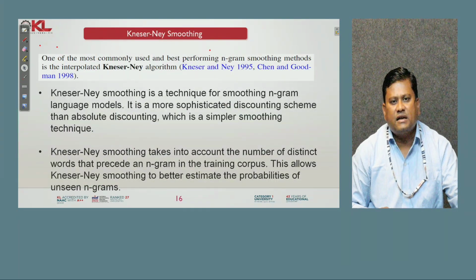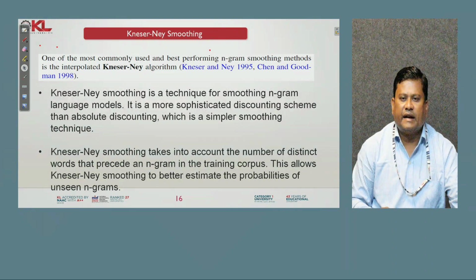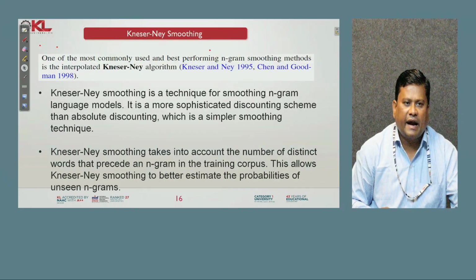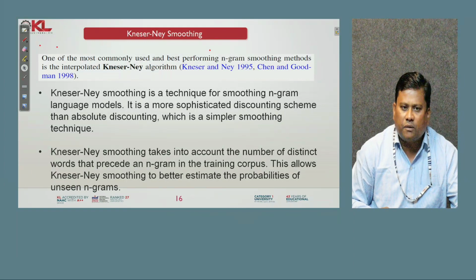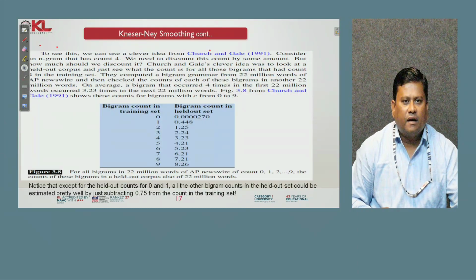And the next one is Kneser-Ney smoothing. One of the most commonly used, best-performing n-gram smoothing methods is the interpolated Kneser-Ney algorithm, developed by Kneser and Ney in 1995, and Chen and Goodman developed that research further in 1998. It is a technique for smoothing n-gram language models, and it is a more sophisticated discounting scheme than absolute discounting, which is a simpler smoothing technique. Kneser-Ney smoothing takes into account the number of distinct words that precede an n-gram in the training corpus. This allows it to better estimate the probability of unseen n-grams. So that is Kneser-Ney smoothing.